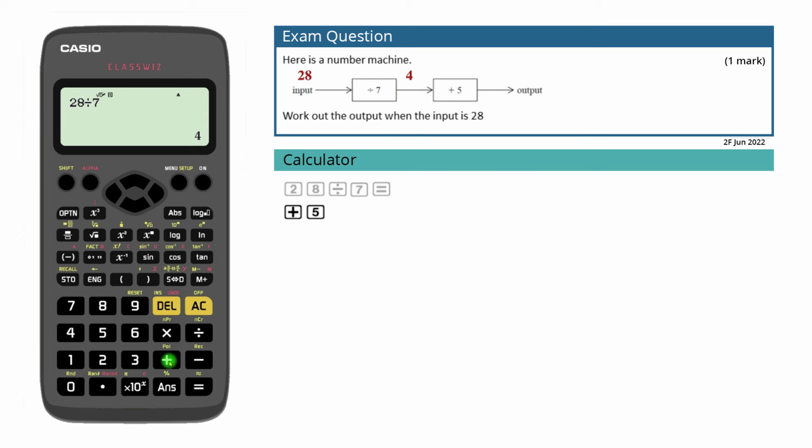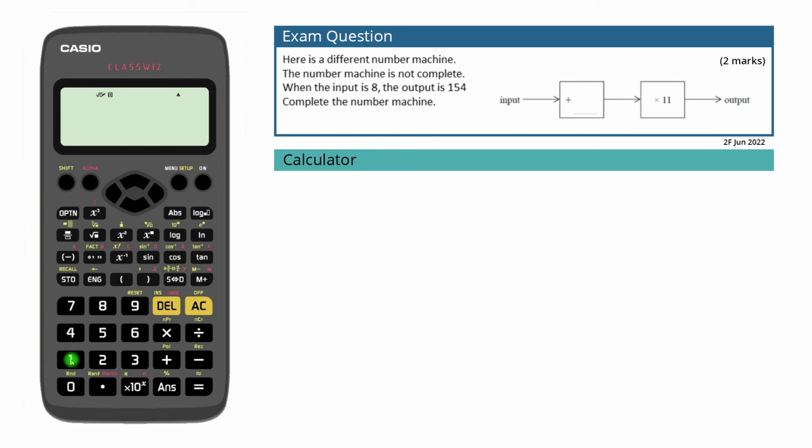Now, add 5, and you will notice that the calculator brought forward your previous answer. Press equals and the final answer is 9 for the output. Next question. Here is a different number machine. The number machine is not complete. When the input is 8, the output is 154.